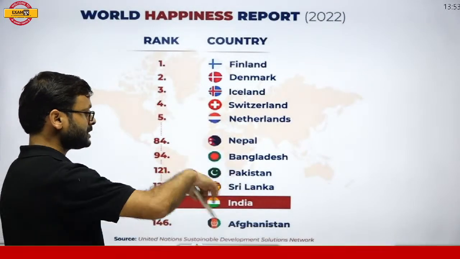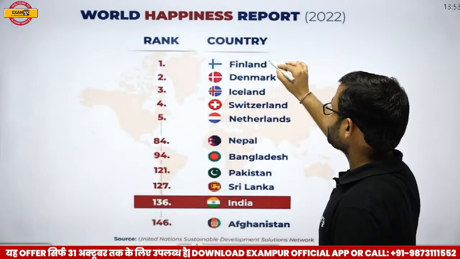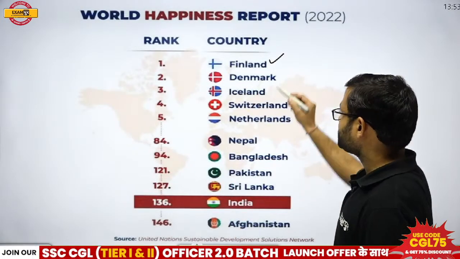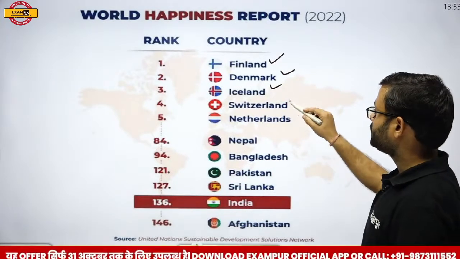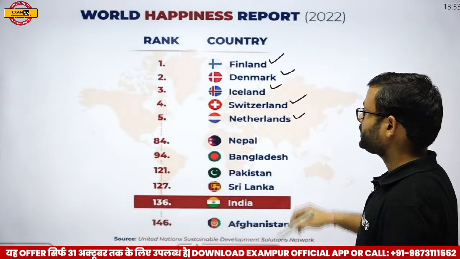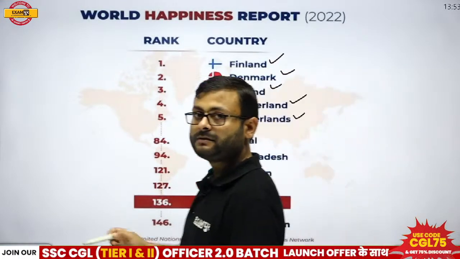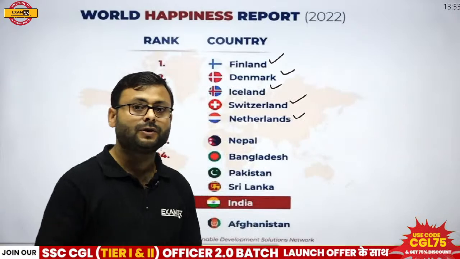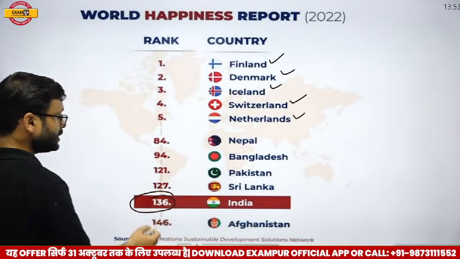You can see in this picture that the top ranker is Finland, on the second rank it is Denmark, on the third rank it is Iceland, on the fourth rank it is Switzerland, and on the fifth rank it is Netherlands. So these are all European nations in the top five. And India is ranked 136 in this index.